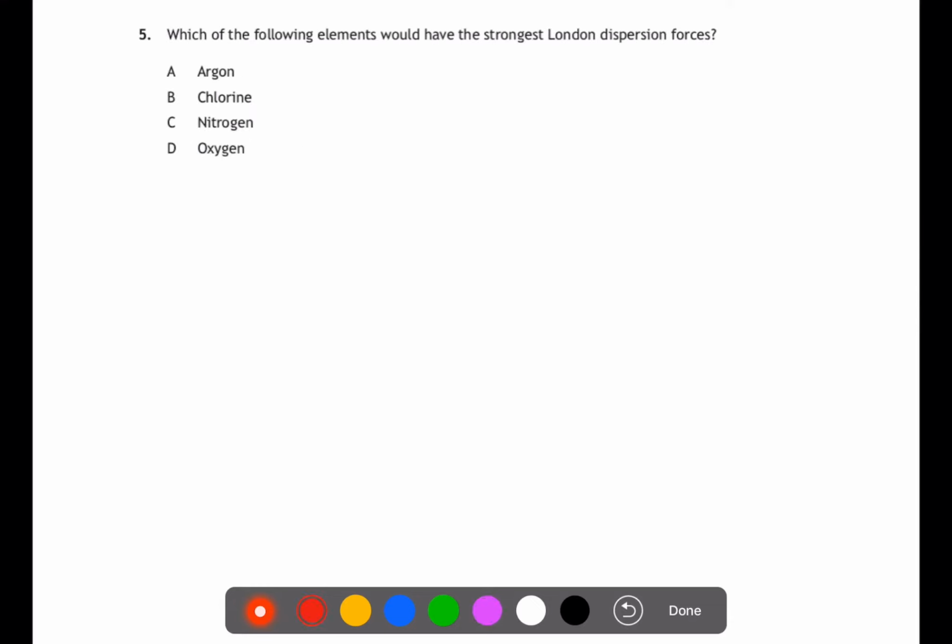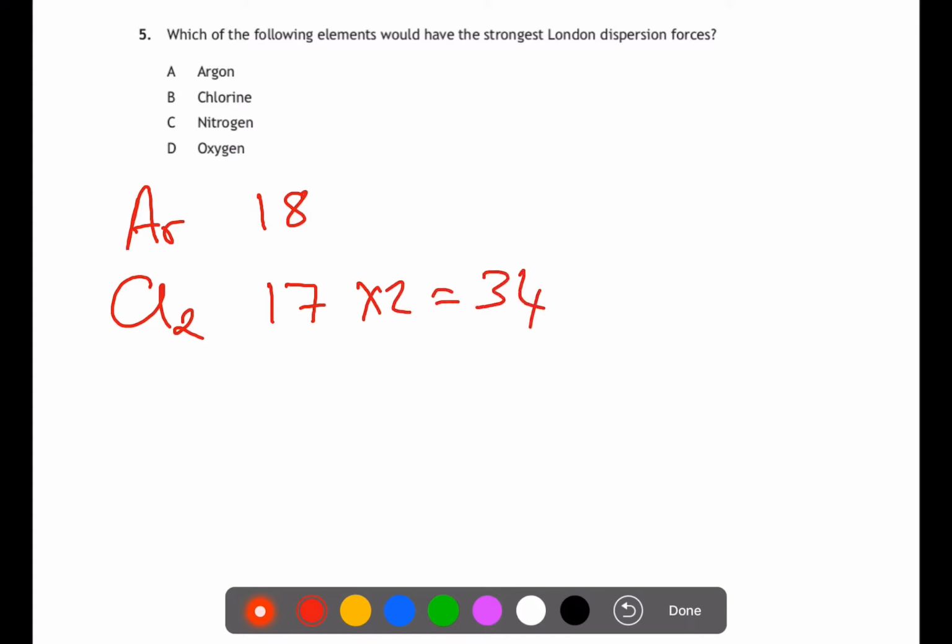Question 5. Which of the following elements would have the strongest London dispersion forces? London dispersion forces rely on electron clouds, so what we're looking for here is which of these elements has the most number of electrons and therefore the largest electron cloud. Argon exists as monatomic gas, so is single argon atoms, and has 18 electrons. Chlorine is diatomic and exists as Cl2. Each Cl has 17 electrons, therefore in total we have 34.